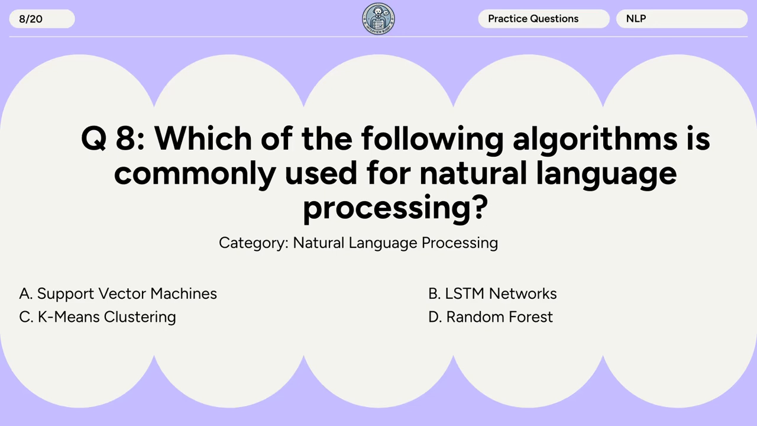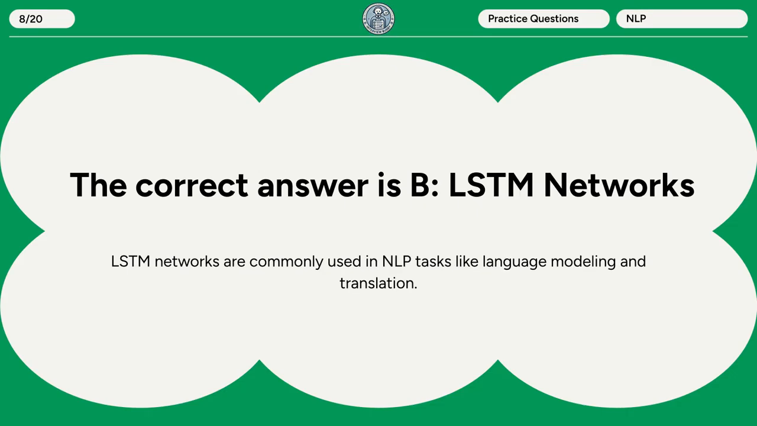Question 8. Which of the following algorithms is commonly used for natural language processing? A. Support vector machines. B. LSTM networks. C. K-means clustering. D. Random forest. The correct answer is B. LSTM networks. LSTM networks are commonly used in NLP tasks like language modeling and translation.